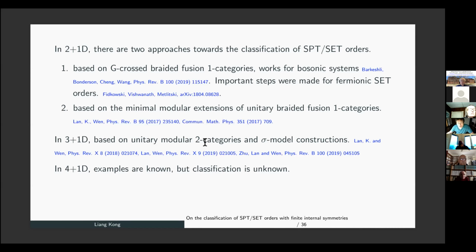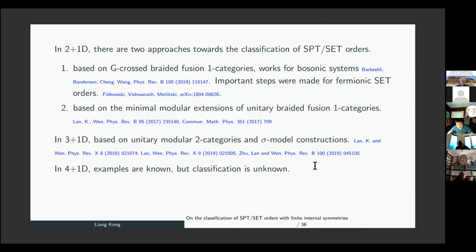In 3D, there are some results based on the unitary modular 2-categories. This notion is not precisely defined yet. Okay, and the sigma model constructions. 4D, 4+1D example unknown, but classification is unknown.